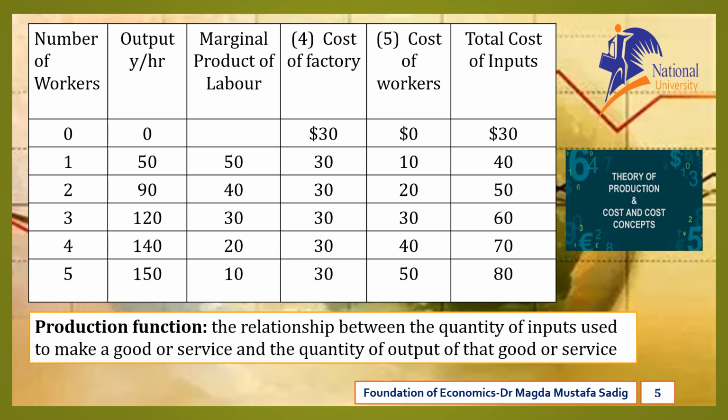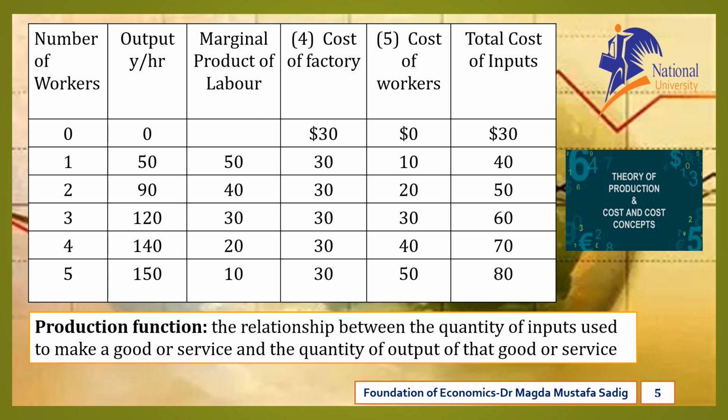If we have to calculate the marginal product of labor, it will be 50 minus 0 divided by 1 minus 0, so it is 50. 90 minus 50 divided by 2 minus 1, it is 40. 120 minus 90 divided by 3 minus 2, and so on. So you observe that the marginal product of labor is always declining and diminishing.